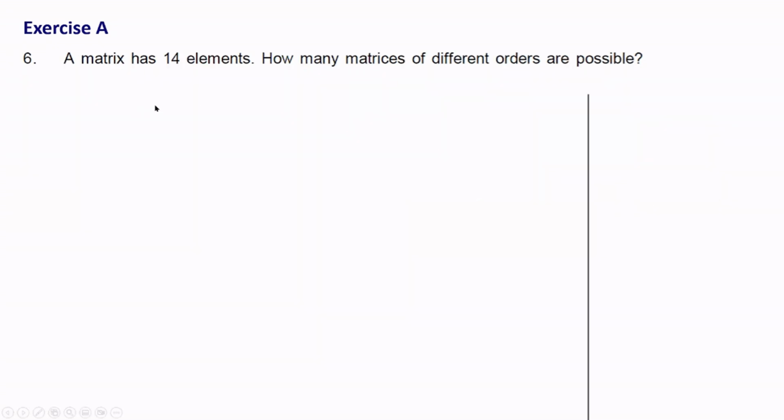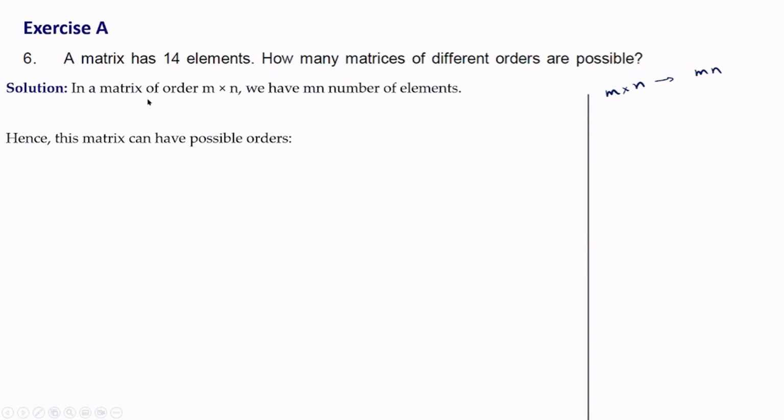Next question. A matrix has 14 elements. How many matrices of different orders are possible? So if we have a matrix of order m by n, it means the number of elements in this matrix is m into n. So if a matrix has got these 14 elements, then the number of possible different orders are the number of ordered pairs which are obtained by the factors of 14.